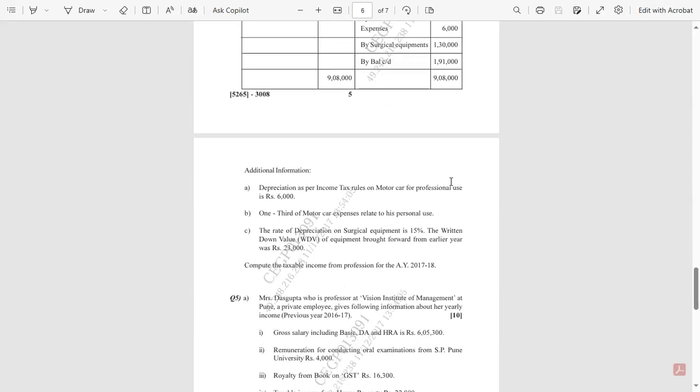Then the rate of depreciation on surgical equipment is 15%. Return on value of equipment is 23,000. Here I need to find out what is the permitted depreciation limit. If it is more than the limit, I need to adjust. But if it is less than the limit, I can take the actual value which I charged in the balance sheet.